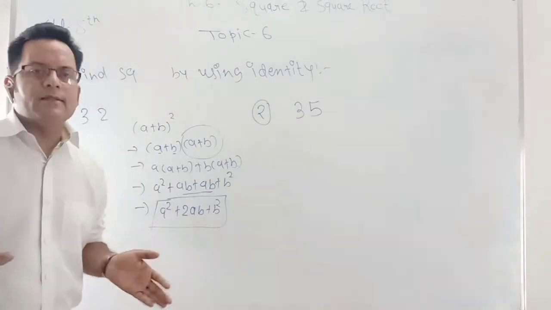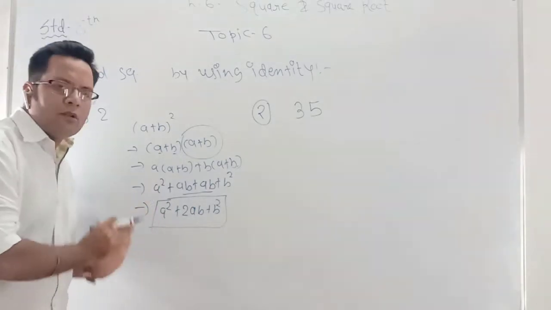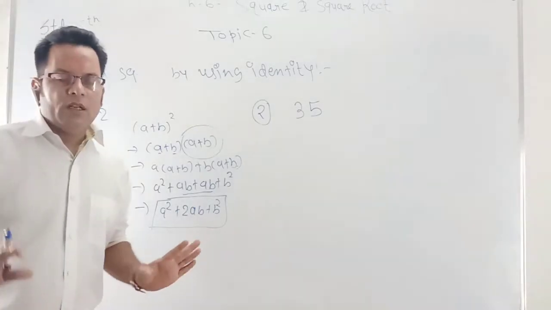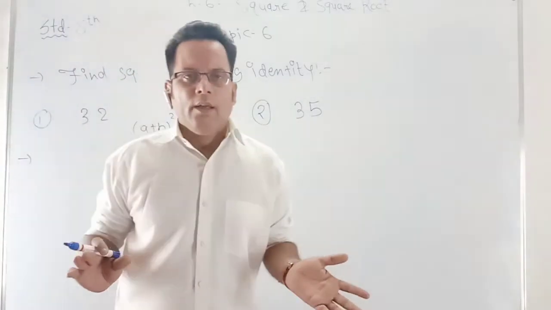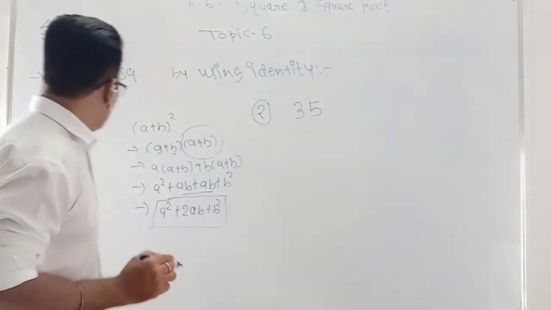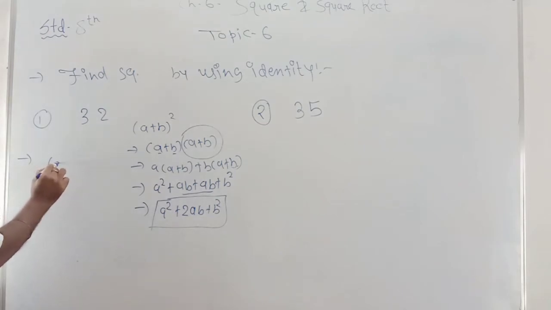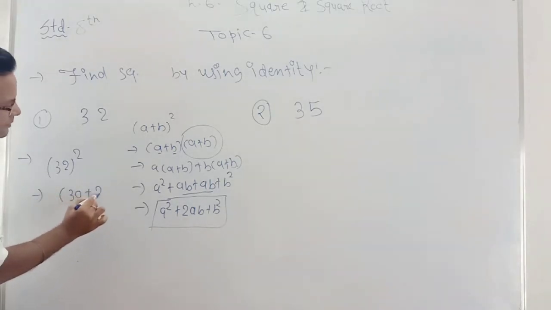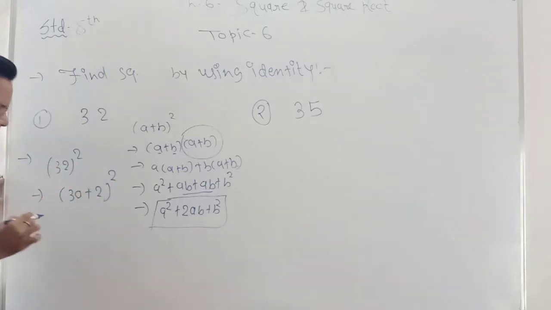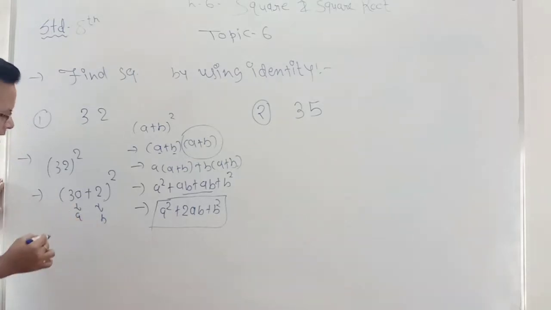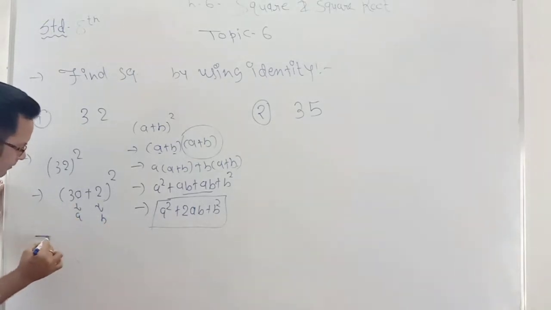There are a lot of identities in 9th and 10th that you will study, but you have to understand the identities properly. Now here the number is 32. Now you have to split the number in such a way that your sum becomes easier. So 32 square means 30 plus 2 whole square. Now see, this is your A and this is your B. So first of all, A square.